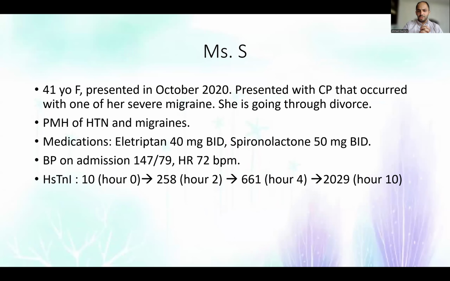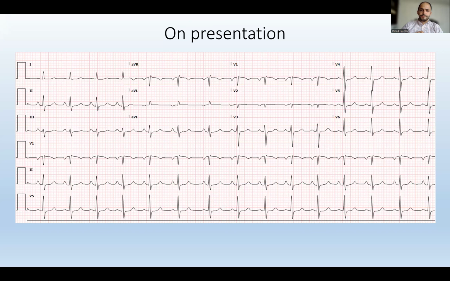Her blood pressure on admission was high at 147 over 79, and her heart rate was 72. She had a high-sensitivity troponin of 0 that increased to 2000 in 10 hours.